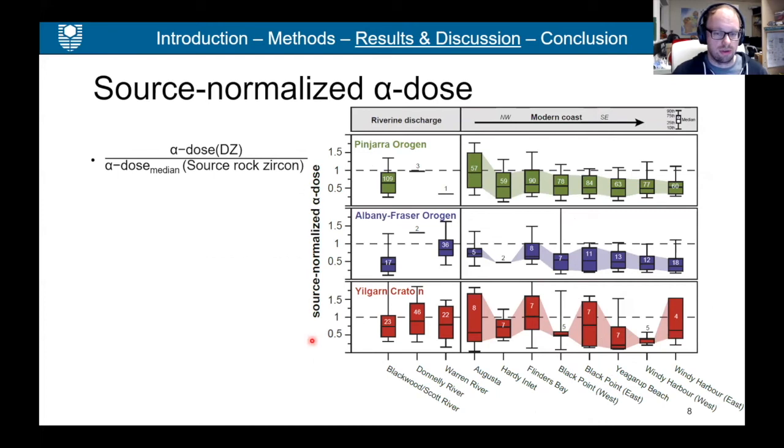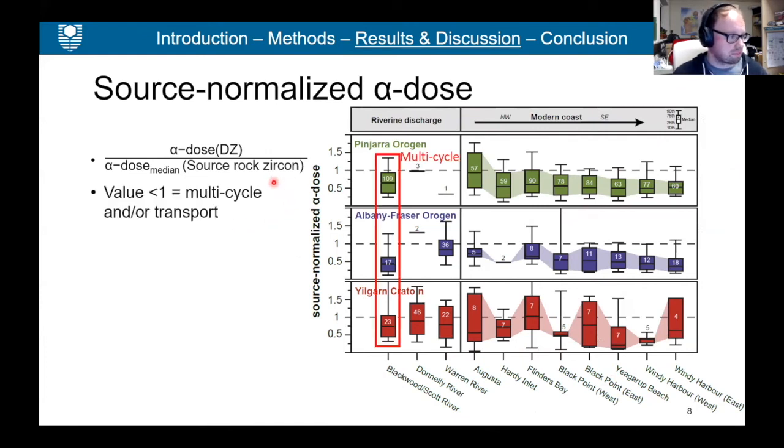The source-normalized alpha dose values. So on the x-axis, we can see the different samples. And then we see in the 3 different colors, 3 different sources. This is just, again, the formula. So we normalized by the median of the source.